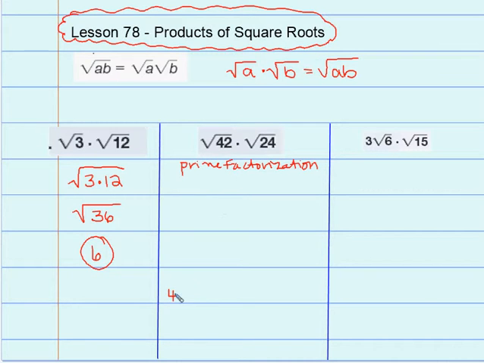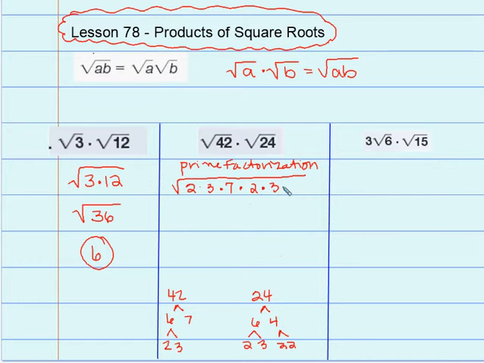So 42 would be 6 times 7, which is 2 times 3. So this is the square root of 42, which is 2, 3, and 7. And 24 will be 6 and 4, which is 2 and 3 and 2 and 2. And you might be looking at this going, aha, that's a perfect square, and you're right. But I'm going to write these all out just to show you how this works. Okay, now I have all the prime factors up here.